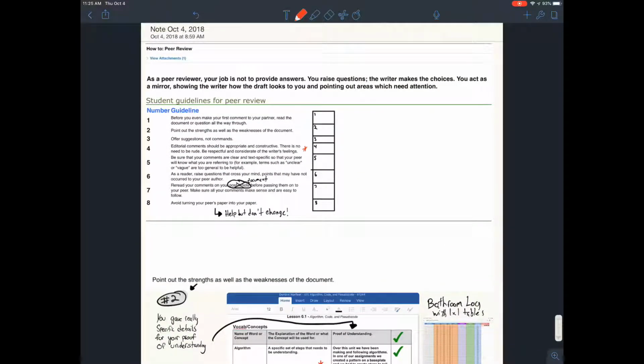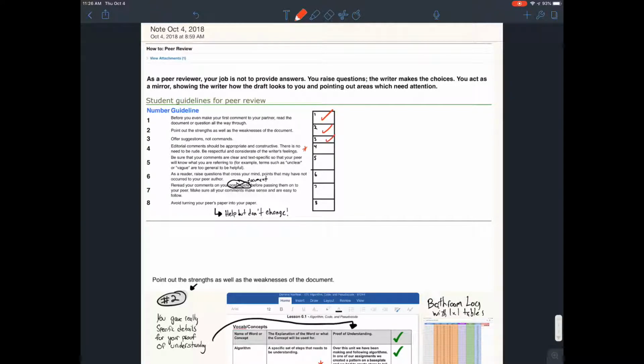Then lastly, or almost lastly, step number 7 says reread your comments on your document. Here it said post-it note, but really it's on the document before passing them on. Make sure that what you wrote was spelled correctly, that made sense, and that you're not just passing on something that you're not proud of. And then lastly, step 8, avoid turning your peer's paper into your paper. Just don't do it. Help them, but you should not be changing it.